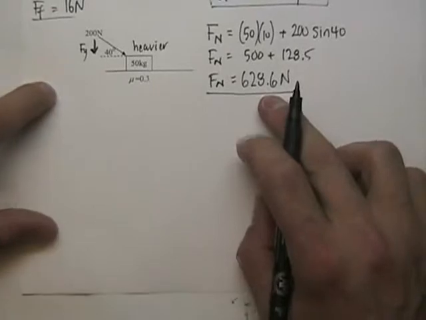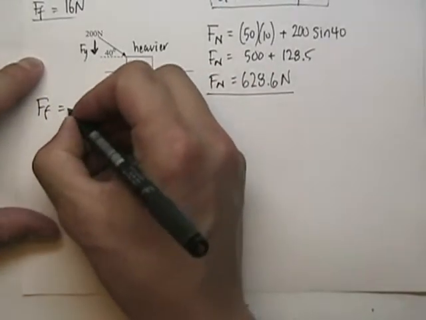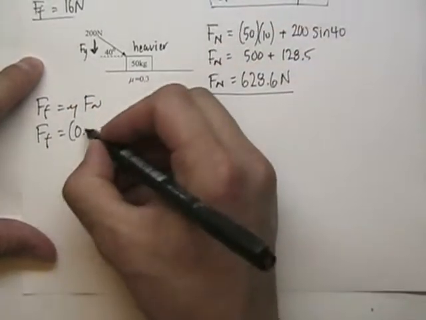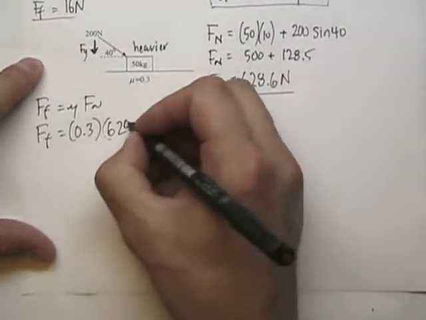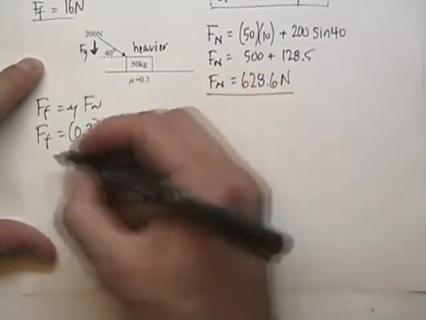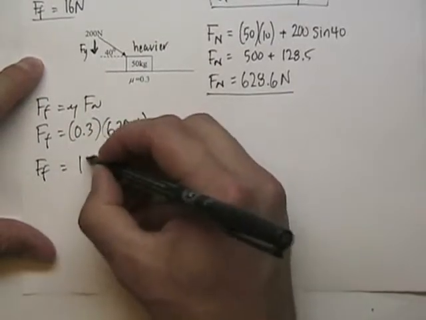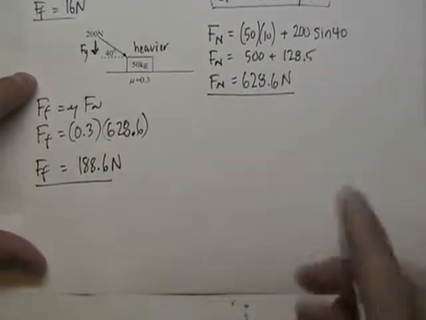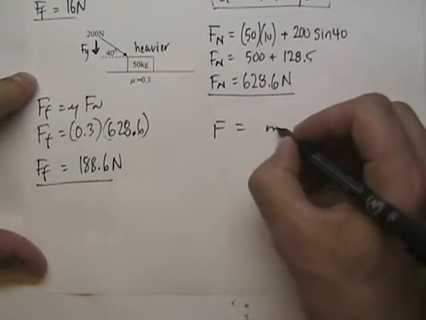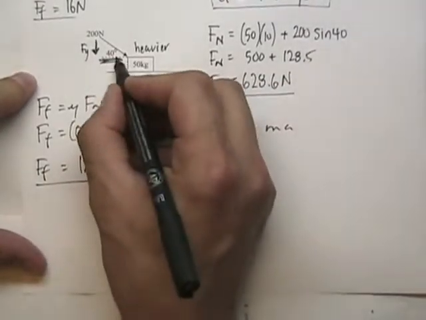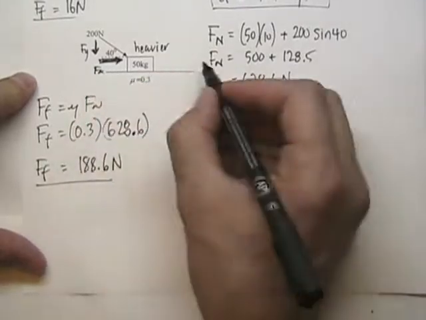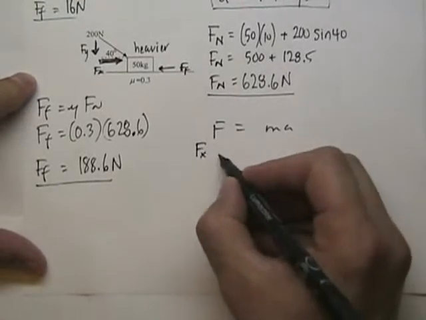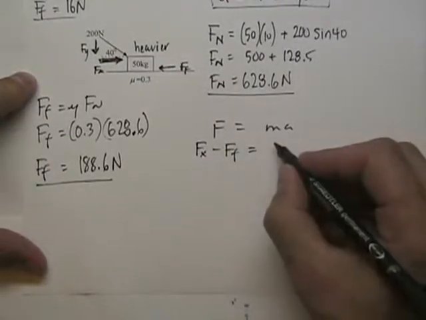Take that normal force and we'll find our force of friction, mu Fn. That means 0.3 times 628.6. So my force of friction ends up being 188.6 newtons. Now I go to find my acceleration. I go F equals ma. What's the accelerating force? It's this one, it's Fx. And my force of friction is opposing it, Ff. So that means I'm going to go Fx minus Ff equals ma.